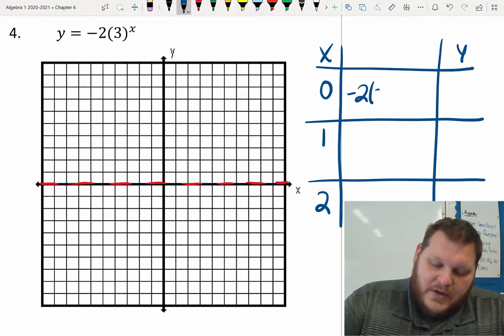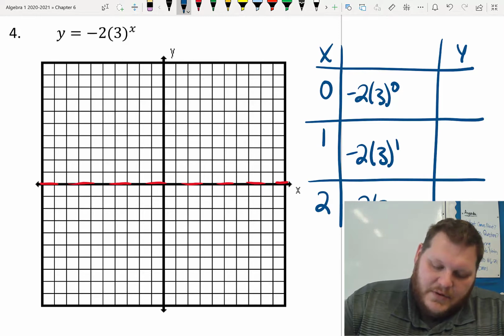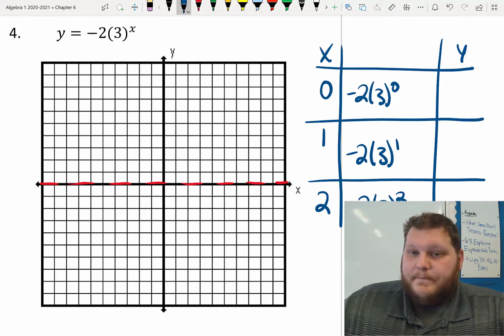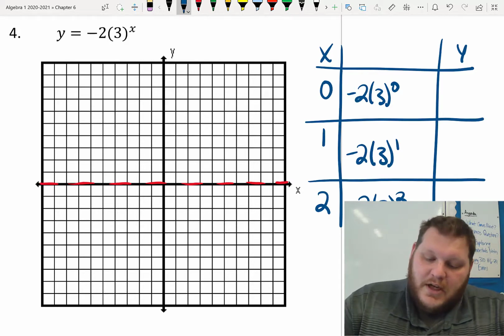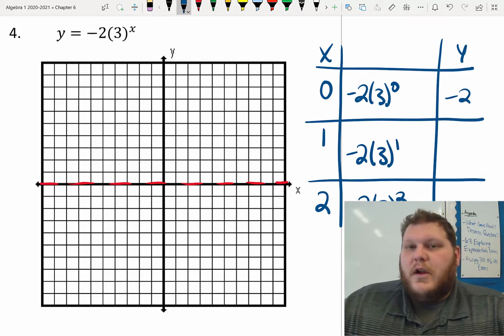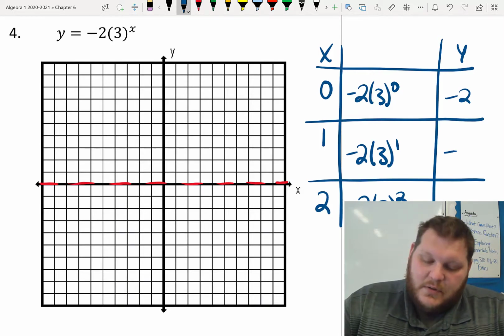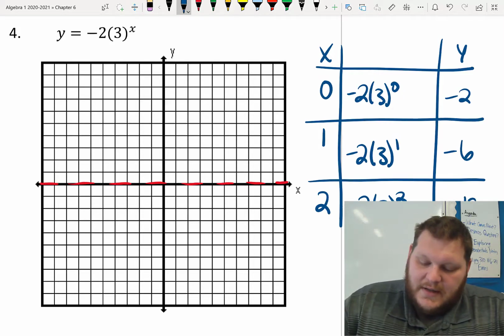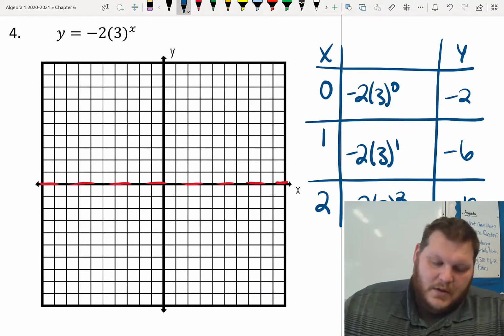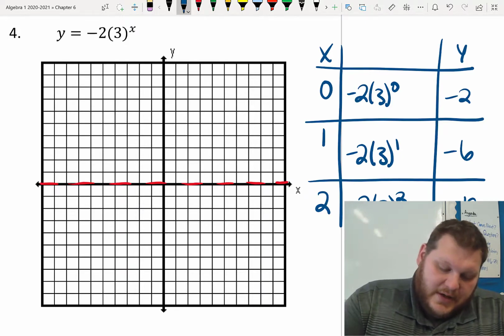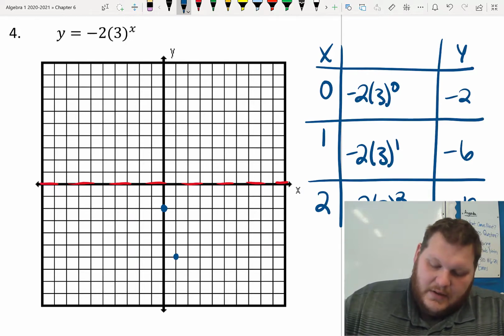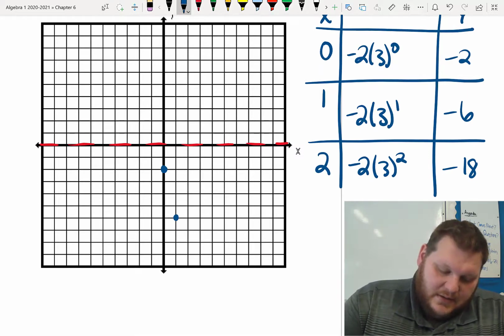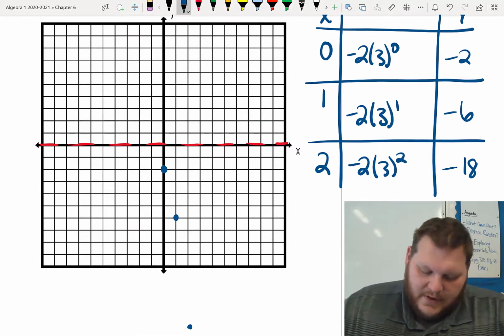So -2 times 3 to the 0, -2 times 3 to the 1st, and -2 times 3 squared is what I'm evaluating. So 3 to the 0 is 1, times -2 is -2. 3 to the 1st is 3. 3 times -2 is -6. And then 3 squared is 9. 9 times -2 is -18. So I can go ahead and plot those points. 0, -2, 1, -6, and then 2, -18 is going to be way down here. We're just going to estimate where that's at.